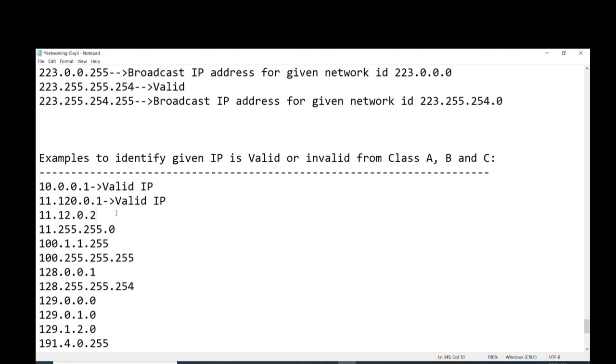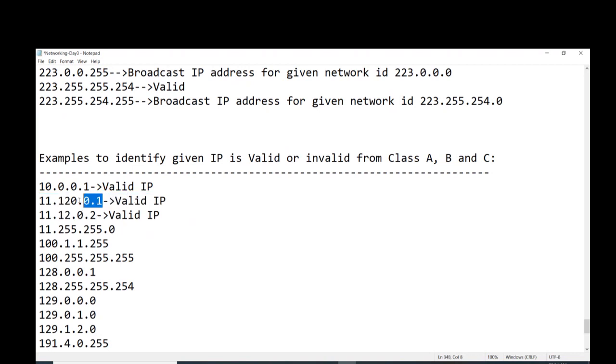Valid, sir. Now tell me, are these two IPs in the same network? No, sir, because here the network ID is 10 and here the network ID is 11. In class A we consider the first octet as the network ID. Valid, but they belong to different networks. Are these two IP addresses in the same network? Second and third, yes, sir, same network.